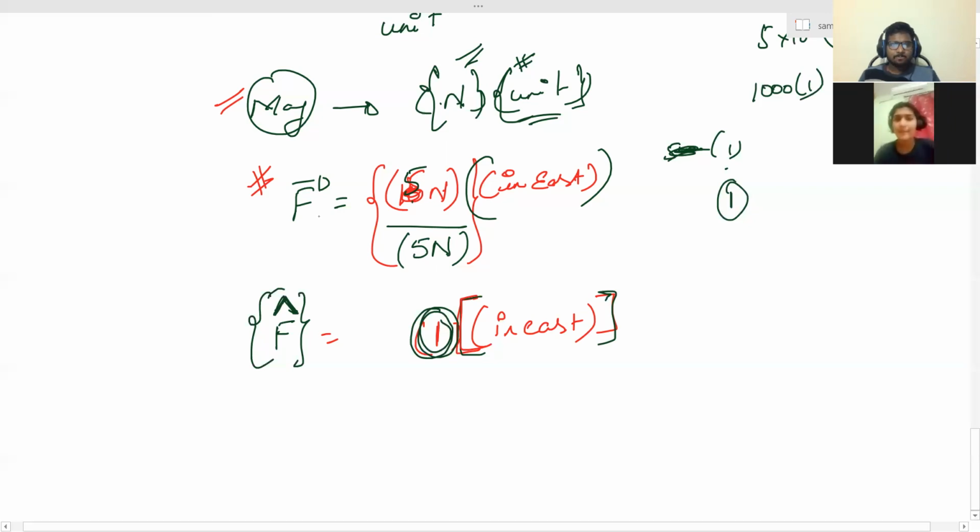What I want to say is, in east, right? So F cap will give you direction, only direction and unit magnitude. What is that? Direction and unit magnitude, 1 unit magnitude.